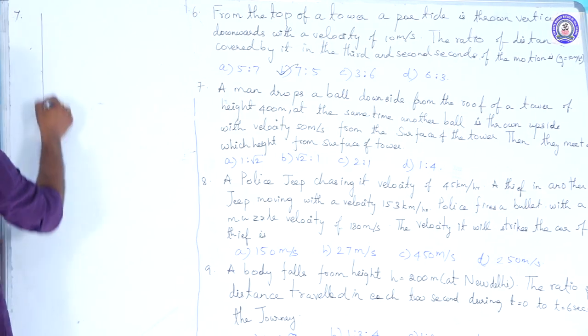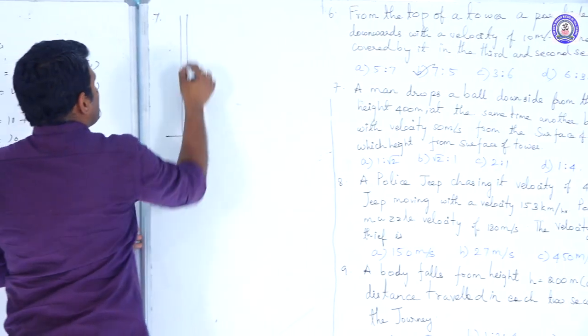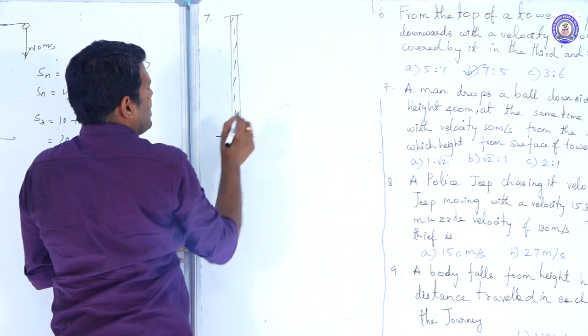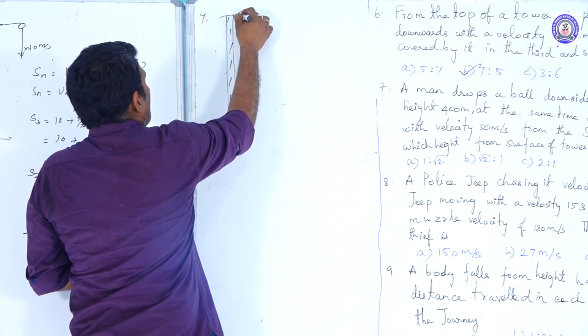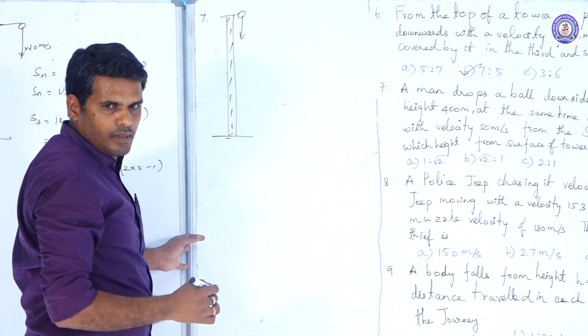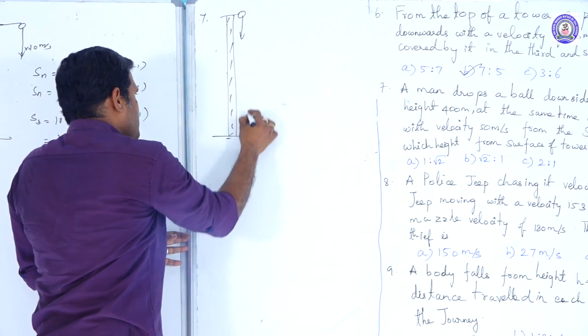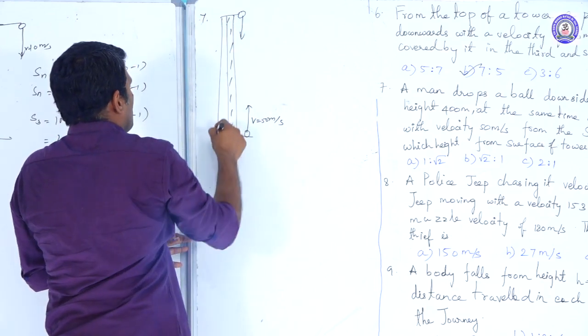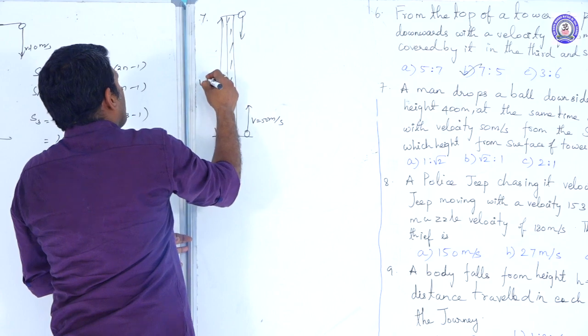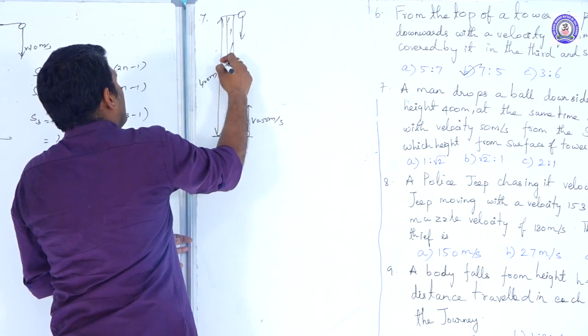So, we can draw the diagram once again. Just for our understanding, if you picturize the given data, then solving the problem will be very simple. An object is dropped vertically downwards and another object is thrown vertically upwards with a velocity of 50 meters per second. The total height of the tower is given as 400 meters. This is total height h.